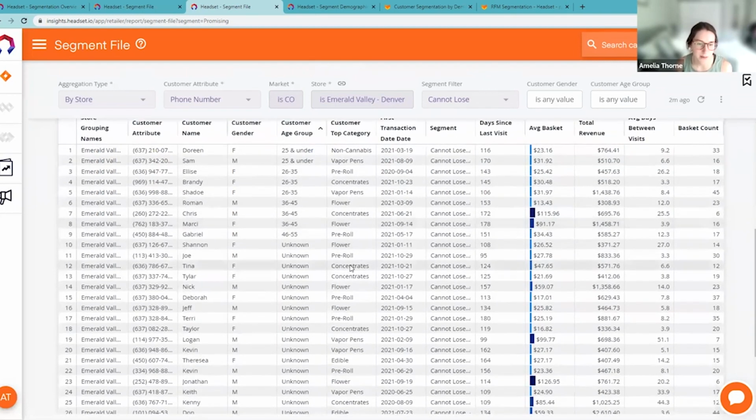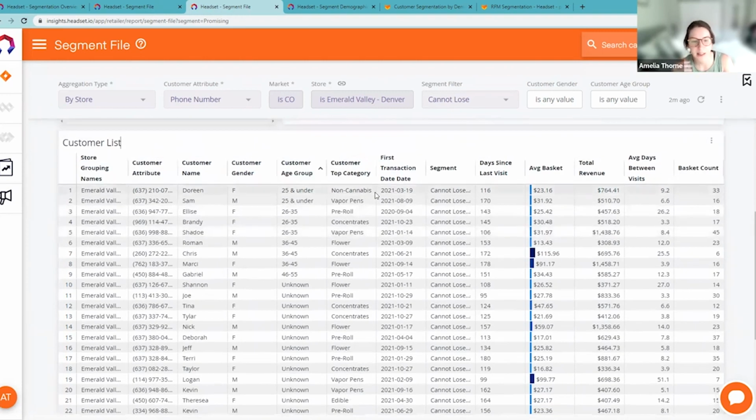So if you are building marketing strategies around that specific cannot lose segment, maybe you can take a look at what these customers' top categories are and build strategies around that, and maybe do a text blast to this specific segment, to say, hey, we have a deal on vapor pens on this day, or something like that. This is one way to use that data.